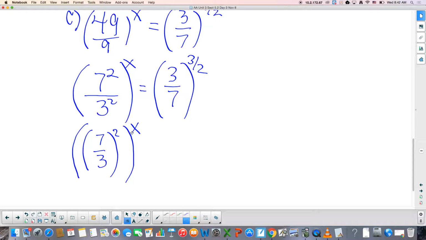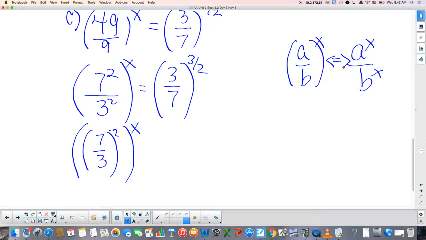I don't want to do any blackboard magic or smartboard magic. You see what I did? This 2 can distribute to the 7 and the 3. Are there questions on that? So if I have a over b to the x power, that's equal to a to the x over b to the x. What we have to do is learn to go backwards and forwards on these. Okay, Mohammed?